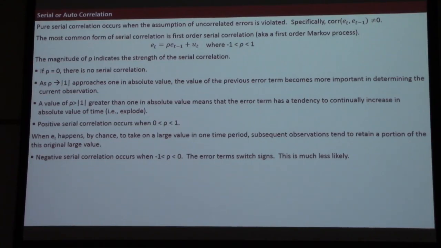Negative zero correlation is technically possible, but not very likely. All right, so you want all that stuff. So, consequences of autocorrelation or serial correlation, which is the same thing. Auto meaning self.